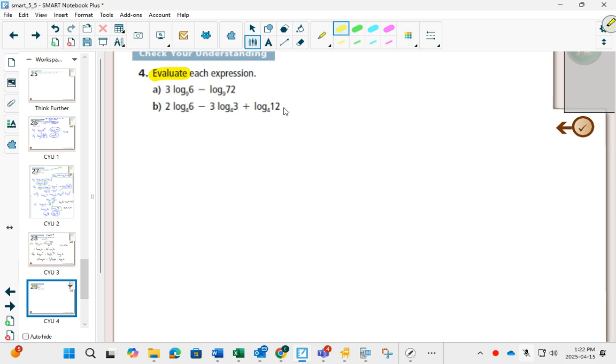Evaluate each expression. Again, the command words are super important in a math question. What does that mean? We want to get a single number in the end, an answer. Evaluate says come up with a value. So a little bit of a problem here. 9 to what power is 6? No idea without a calculator. 9 to what power is 72? We can't do these in its current form.